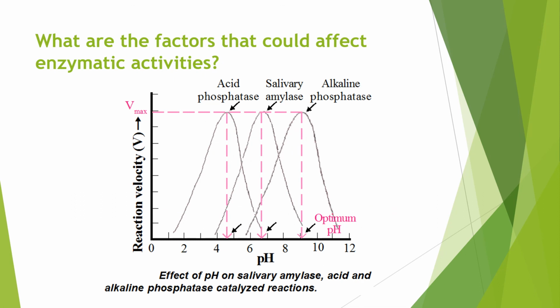Another factor that could affect enzyme activity is the pH. pH refers to the acidity or basicity of a solution. Same with the temperature, if the pH is above or below its optimum range, it will cause the enzymes to be denatured. Again, enzymes work best with their optimum pH. The factors that could affect enzymatic activities are the temperature, the substrate concentration, and pH.